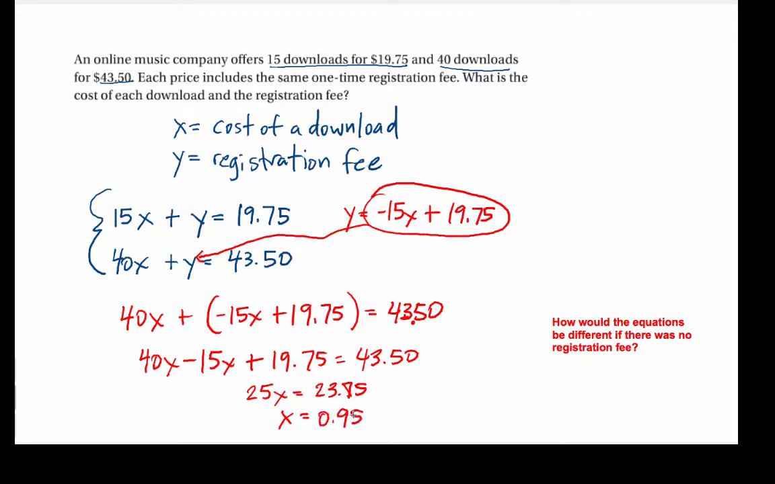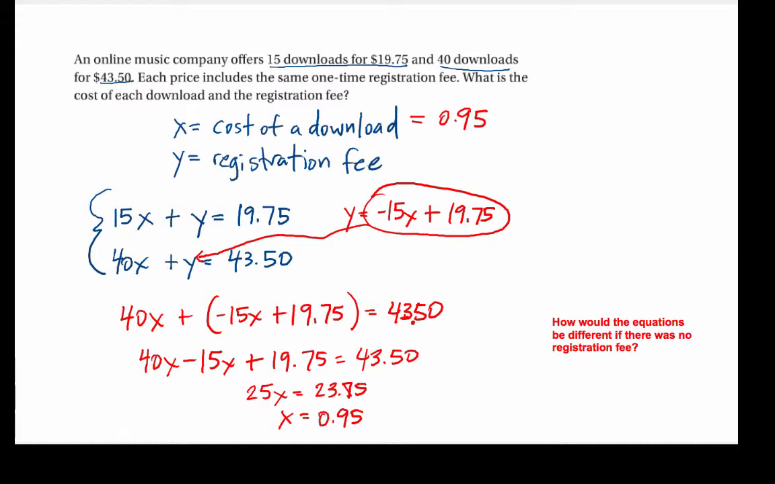So that x is the cost of a download. So one download costs 95 cents. So let's write that up here. Cost of a download, 95 cents. We're not done yet though. We're also asked to find the registration fee.